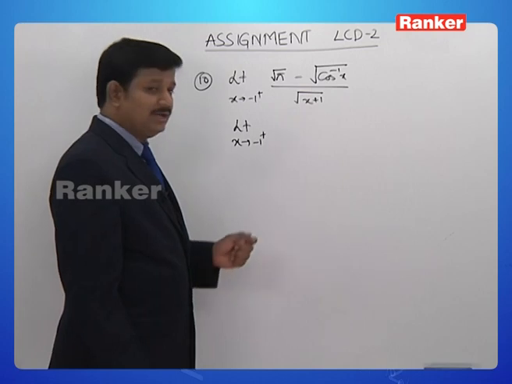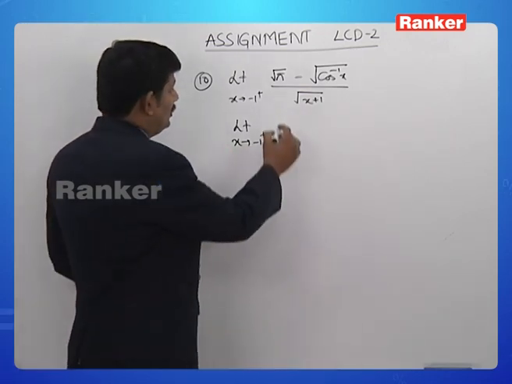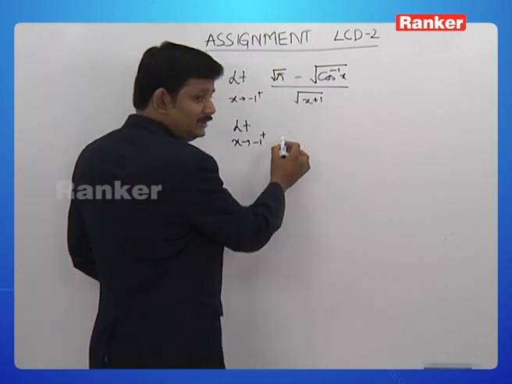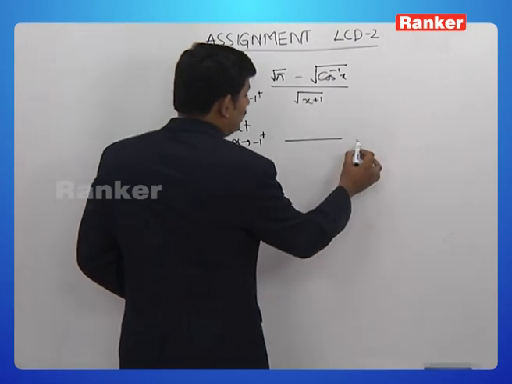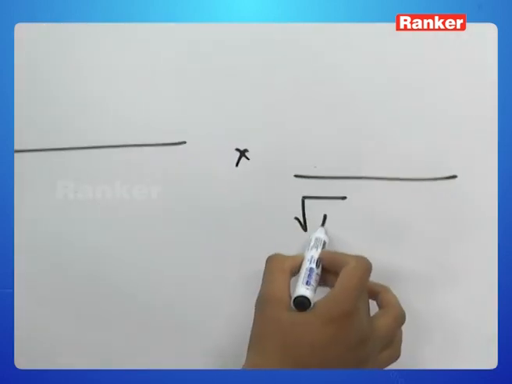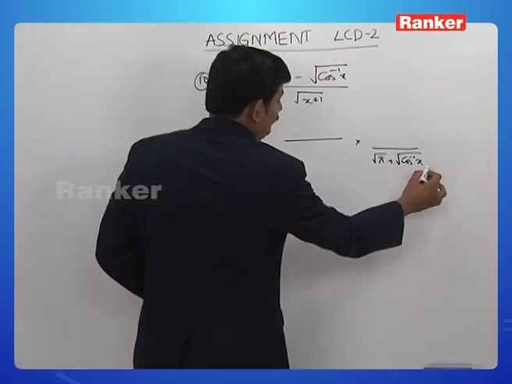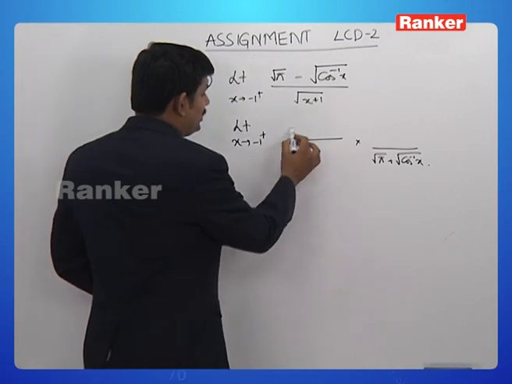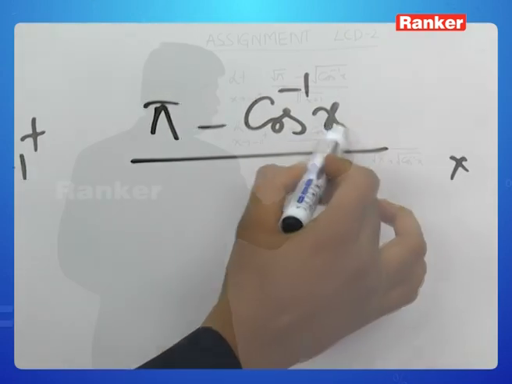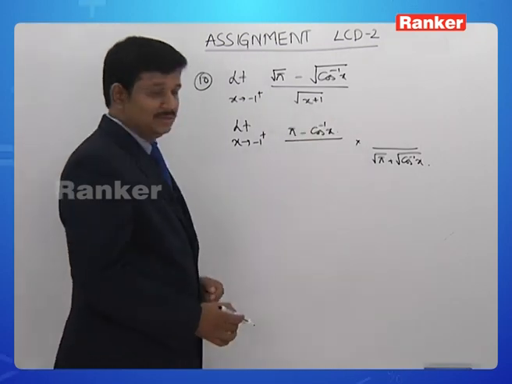So this limit can be written as limit x tending to minus 1 plus. Let us rationalize the numerator. A minus b multiplied by a plus b. I will multiply numerator and denominator by root pi plus root cos inverse x. So it will be a minus b into a plus b, a square minus b square, pi minus cos inverse x, divided by root x plus 1.